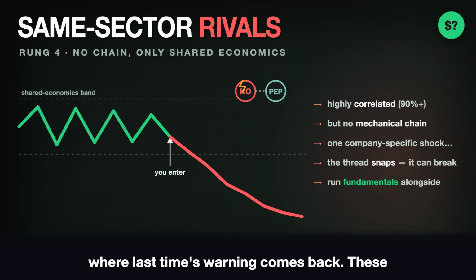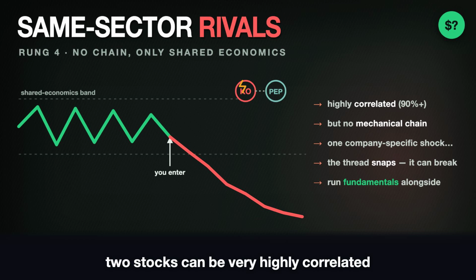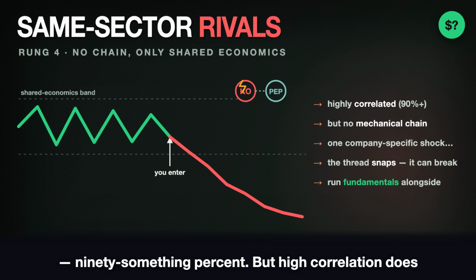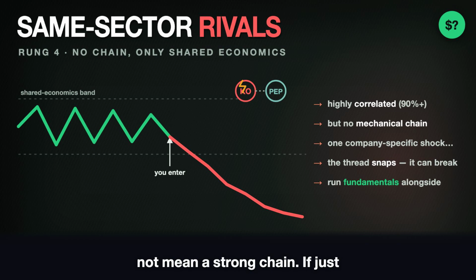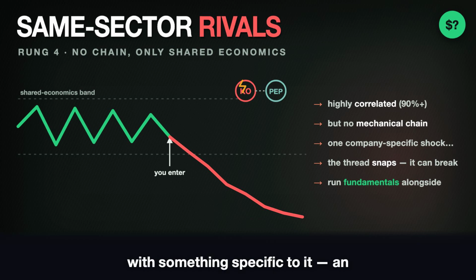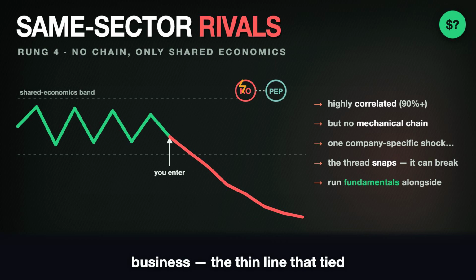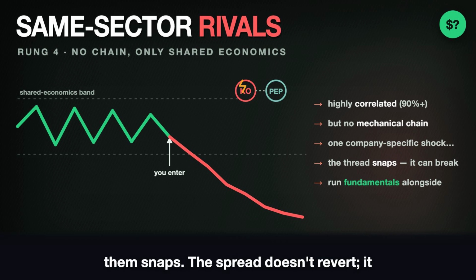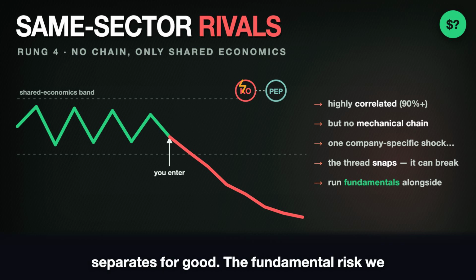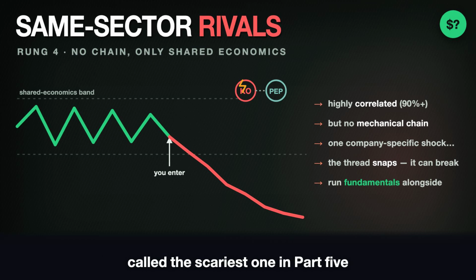And this is exactly where last time's warning comes back. These two stocks can be very highly correlated, 90-something%. But high correlation does not mean a strong chain. If just one of the two companies gets hit with something specific to it, an accounting problem, a collapse in its core business, the thin line that tied them snaps. The spread doesn't revert, it separates for good. The fundamental risk we called the scariest one in part 5 lives right here, on this rung.